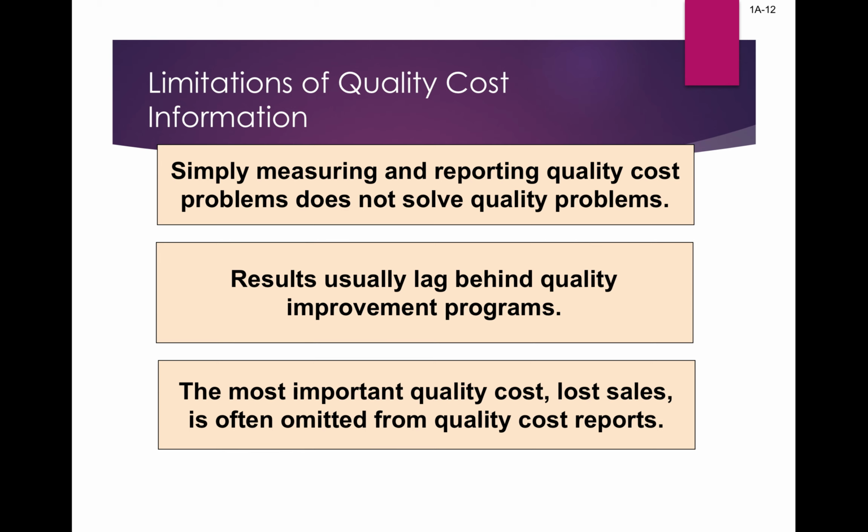Some limitations: just reporting on the quality cost is not going to solve any quality problems. So we need to be proactive and try to find ways to prevent those internal and external failures from occurring. The report might just be monthly or quarterly, so it's going to lag behind the quality improvement programs. The most important quality cost, the opportunity cost of lost sales, is often omitted from quality cost reports simply because it's very difficult to measure and find out what it really is.